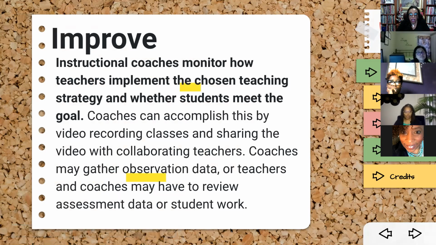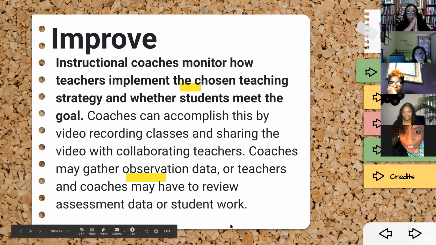So instructional coaches monitor how teachers implement the chosen teaching strategy and whether students meet the goal. As we stated earlier, we want the teachers to say, this is what I want to improve, so they set those goals. We've taken those strategies, we've modeled them, and we've shown them how to work. And then, like Joy said, in her case, you may have someone who's resistant. Or like Shona said, we may have someone who doesn't see this as a struggle. You ask what they're struggling with, and they say, it's all good.